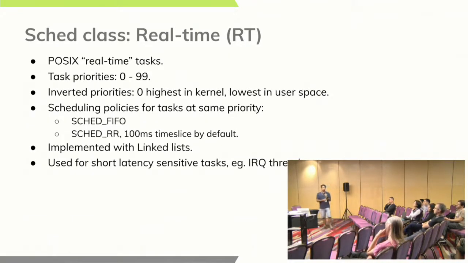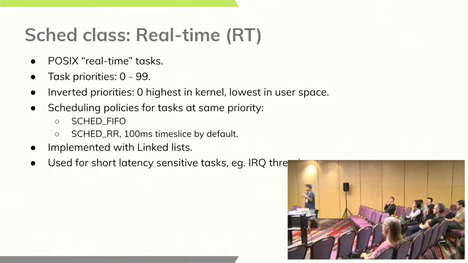The next scheduling class is the real-time scheduling class. It is used to run POSIX real-time tasks. The priorities are the same as what used to be with the O(1) scheduler. 0 to 99 are for the RT tasks, and the others are for the normal tasks. The priorities are inverted here in the kernel. So 0 is the highest priority in the kernel, while 99 is the highest one in user space.